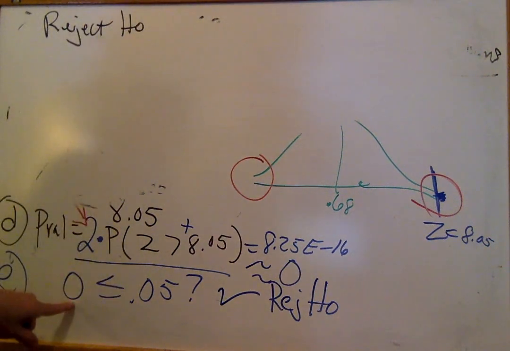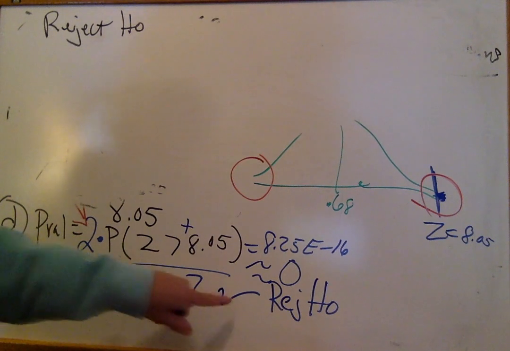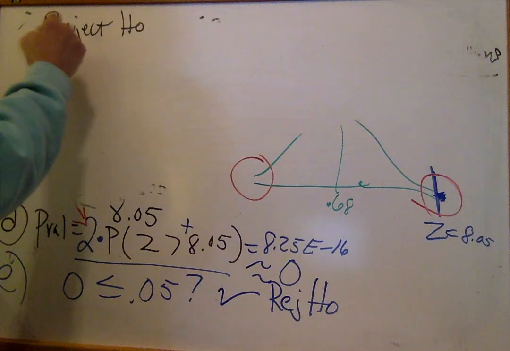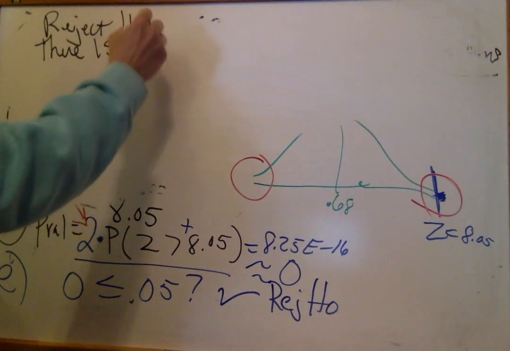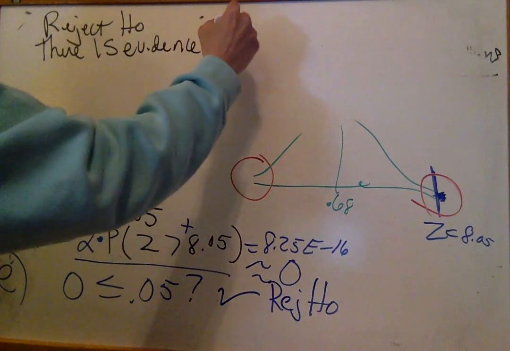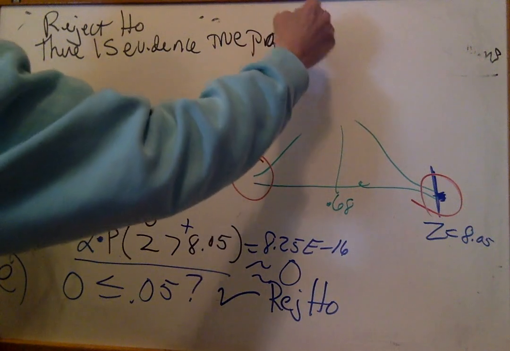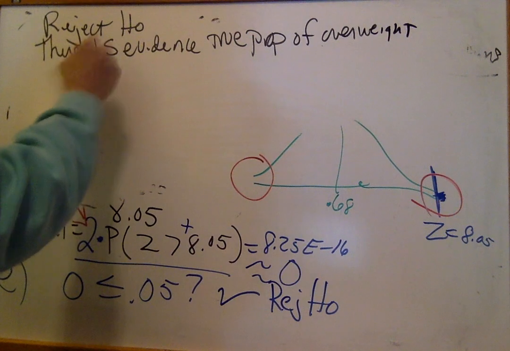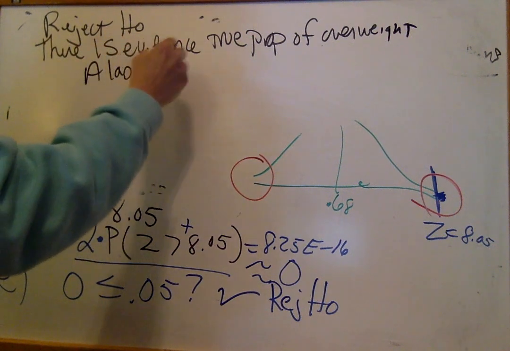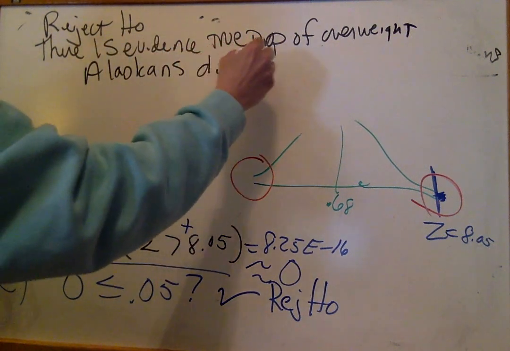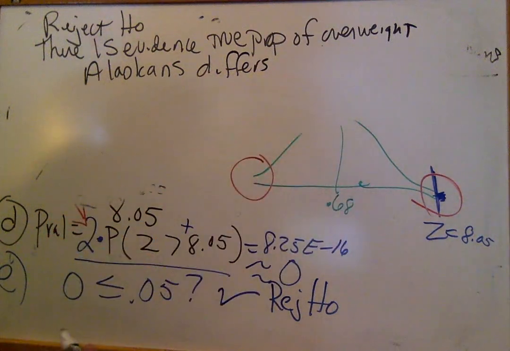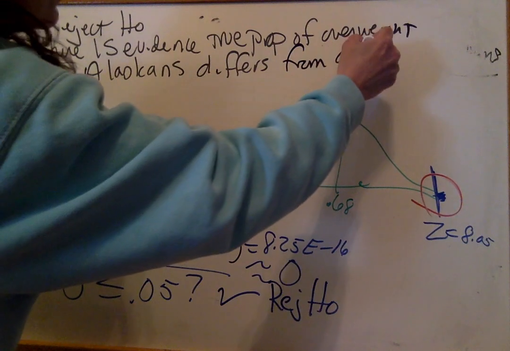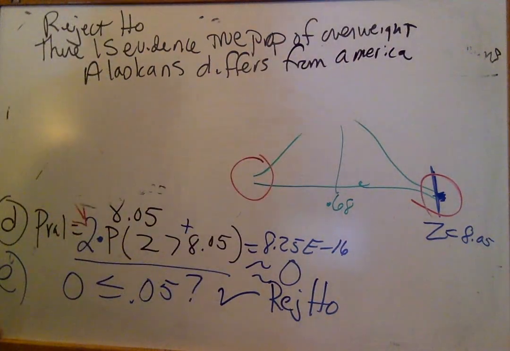So p-value is less than or equal to alpha. Yes, we're rejecting H0. There is evidence the true proportion of overweight Alaskans differs from 0.68. You can say differs from America, if you just want to go steal from the original question that they asked.